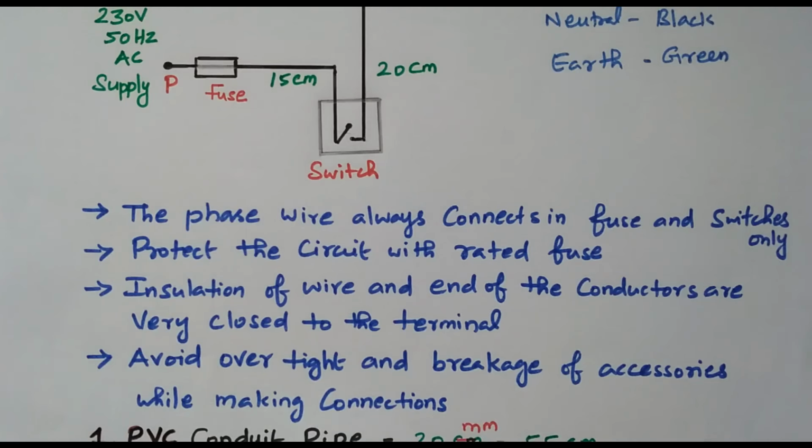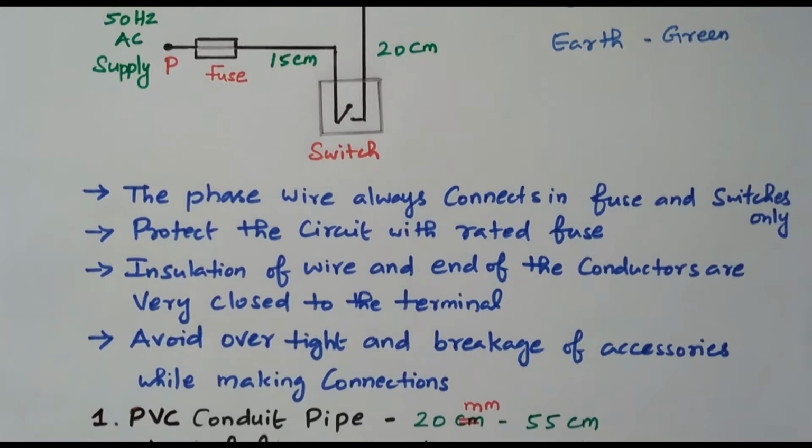So these things we need to follow while doing the wiring. First, phase is connected through fuse and switches. Rated fuse should be used. Insulation and the terminal should be very close. And we need to avoid over tightening and breakage of accessories while making the connection.